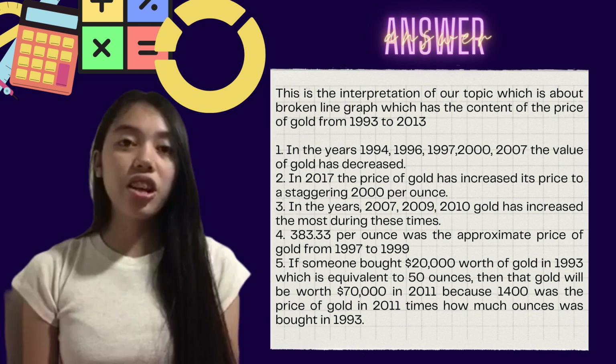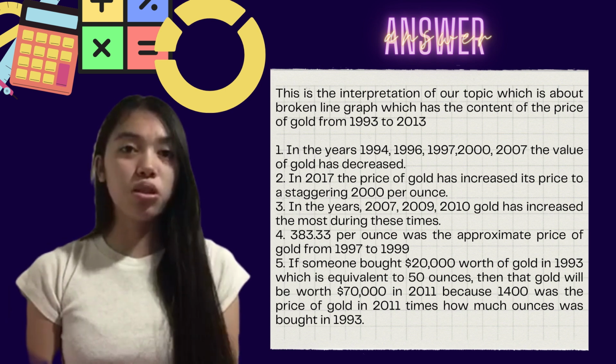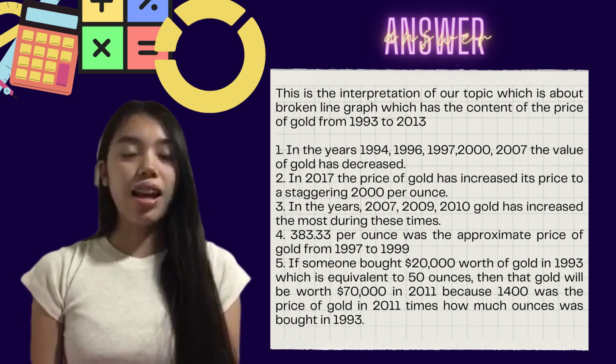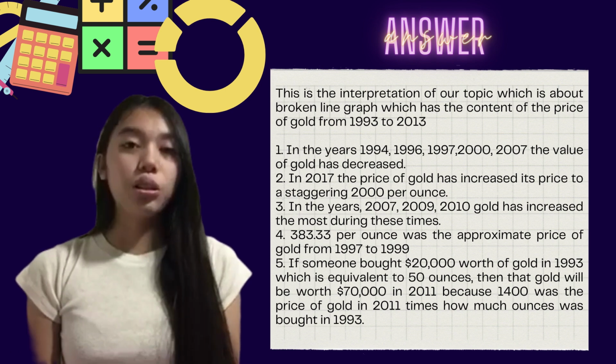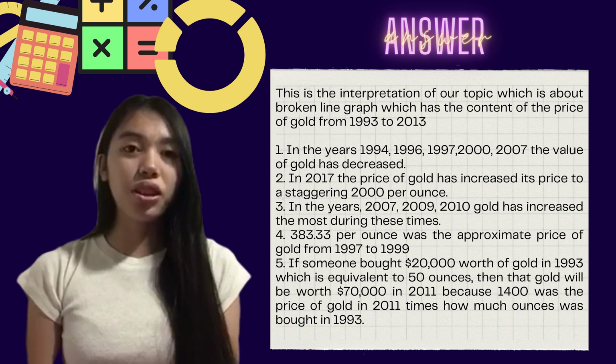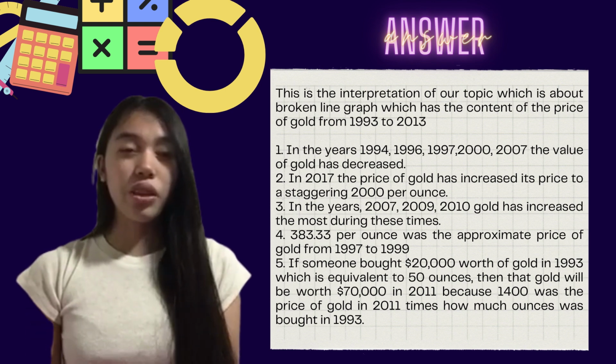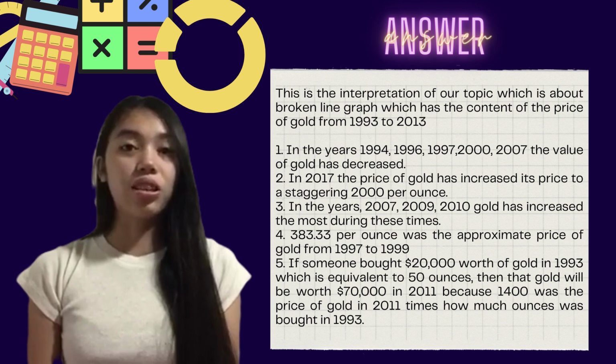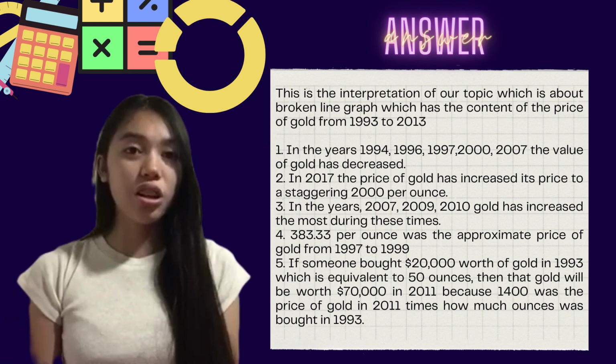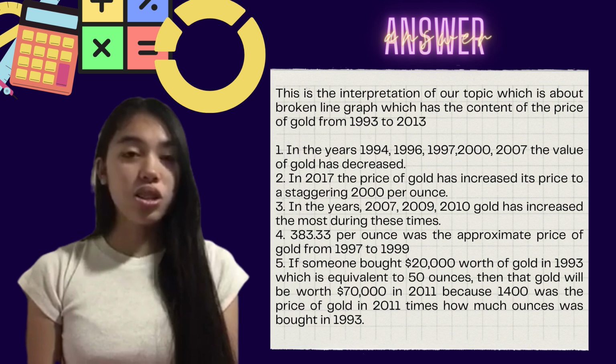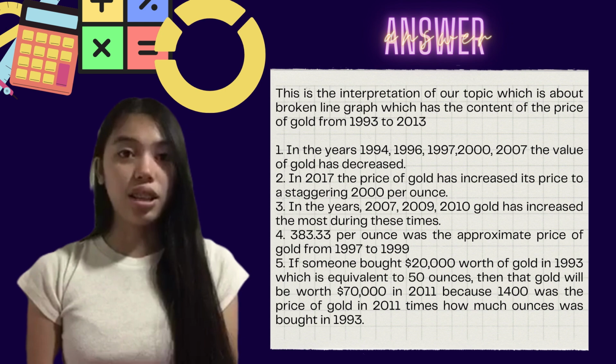Fourth, 383.33 per ounce was the approximate price of gold from 1997 to 1999. Last, if someone bought $20,000 worth of gold in 1993, which is equivalent to 50 ounces, then that gold will be worth $70,000 in 2011 because 1,400 was the price of gold in 2011 times how many ounces were bought in 1993.